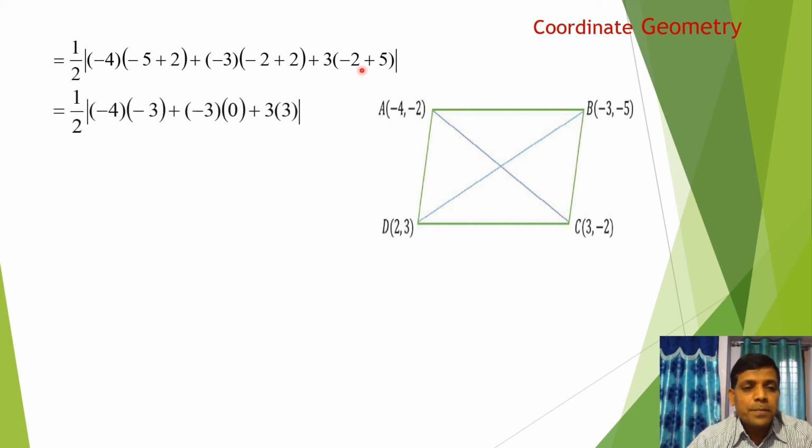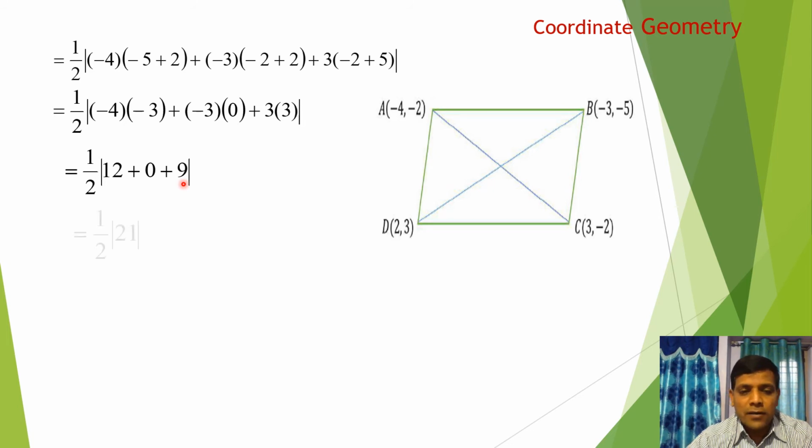Write down the next step. Half mod minus 4 into minus 5 plus 2 we get minus 3, plus minus 3 into minus 2 plus 2 we get 0, plus 3 into 5 minus 2, 3. What is the next step? Half mod minus 4 into minus 3, minus into minus plus, 4 into 3, 12, plus minus 3 into 0, 0, plus 3 into 3, 9. Write down the next step. Half into 12 plus 0 plus 9. 12 plus 9 we get 21.